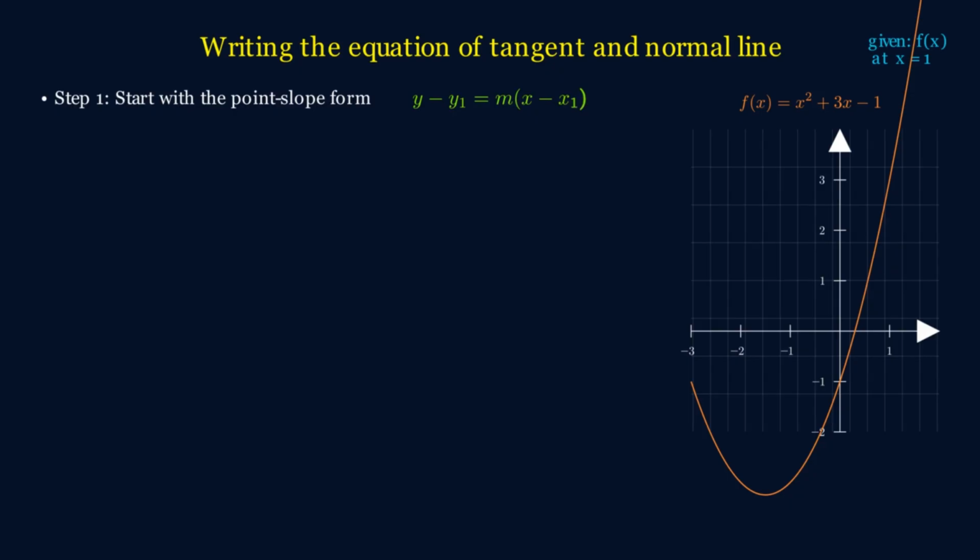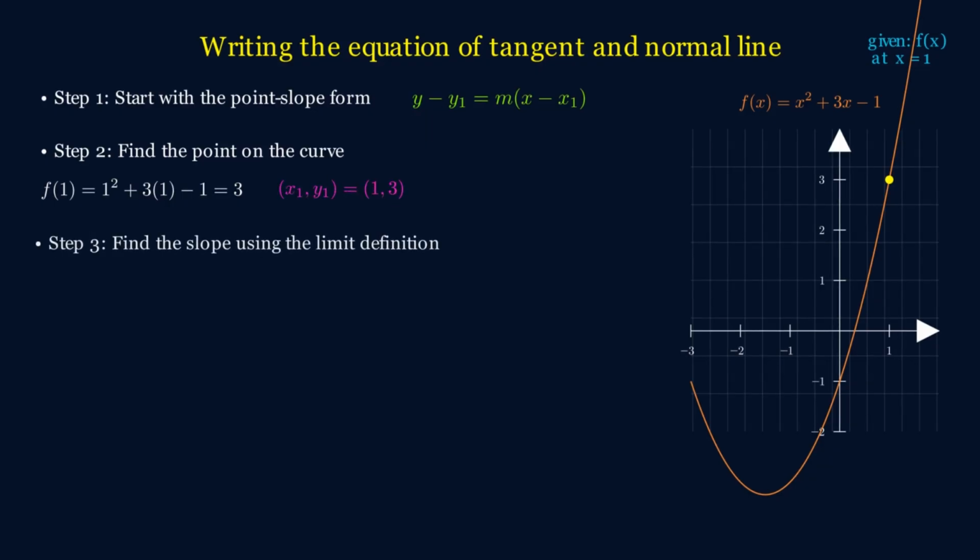Then we find the point on the curve. Plug in x equals 1 into the function. F of 1 equals 1 squared plus 3 times 1 minus 1, which is 3. So our point is 1, 3. Next, we find the slope using the limit definition of the derivative. Same process we used in the last example.